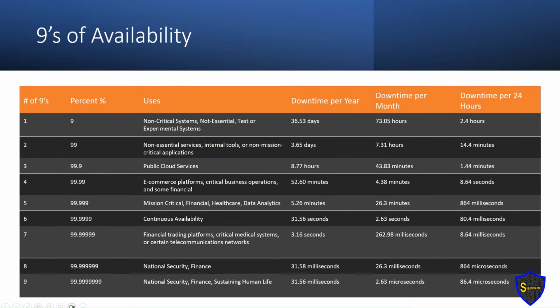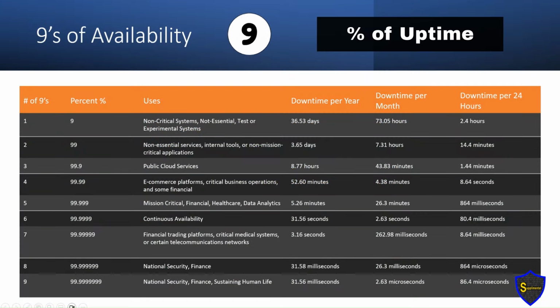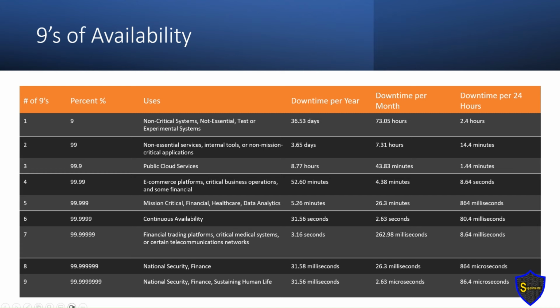The availability measurement uses nines, representing the percentage of uptime a system can provide. For example, achieving 99% uptime would be considered as having 2 nines of availability, while 99.9% uptime is referred to as 3 nines of availability. As the number increases, the uptime becomes more reliable compared to the lower nines, and the downtime decreases.